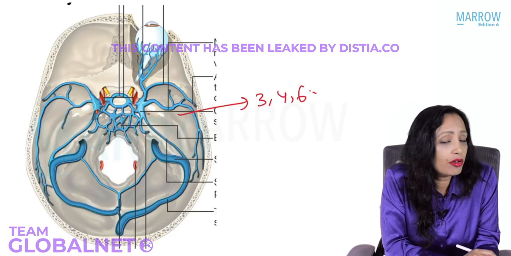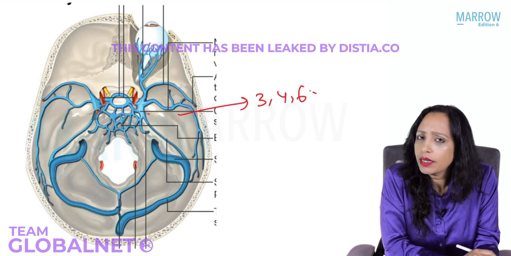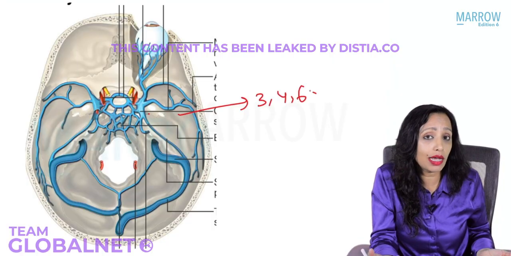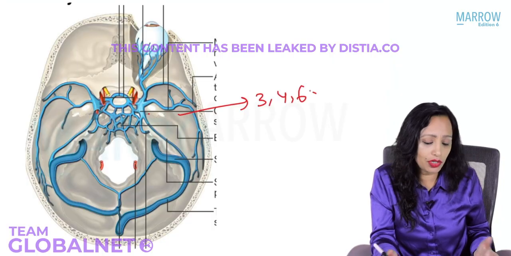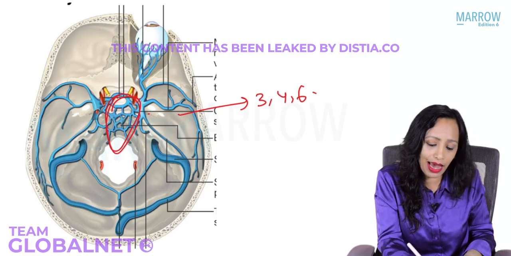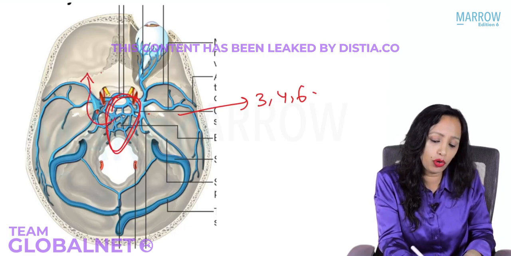So these are the nerves that will be involved in cavernous sinus thrombosis. Can you tell me which are the nerves that will be involved in orbital cellulitis? In the orbit, 3, 4, 6, exactly the same. Yes, so these are the nerves that are arising from the midline, from the midbrain, pons area, and they have to exit the cranium, they have to go into the orbit.